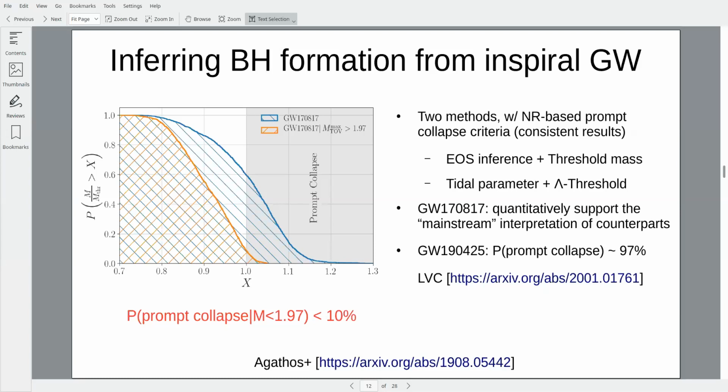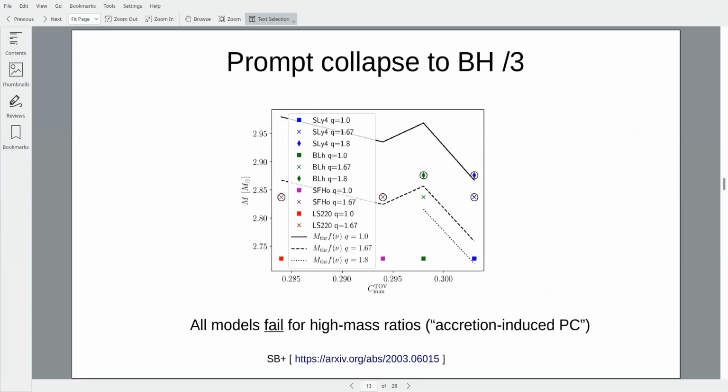And if you compare this small probability with the various astrophysical interpretations of the counterpart, this quantitative result supports the fact that the remnant was at least temporarily supported by pressure, and did not promptly collapse immediately. So the question now is if we are happy with this model. The answer is no.